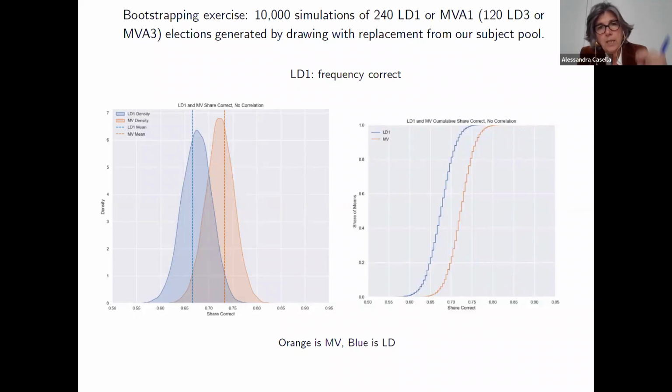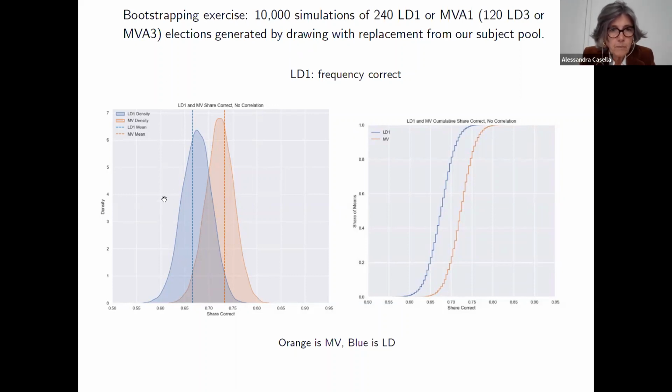And we generate them by drawing with replacement individual subjects from our subject pool, having the right number of experts and the right number of non-experts. And so we draw 200, we generate 240 elections. That is one data point. And then we do 10,000 simulations of that. And we look at the frequency with which the decisions are correct over these 10,000 simulations.